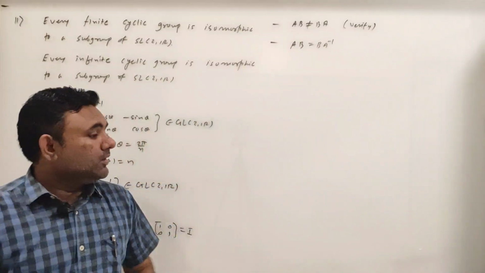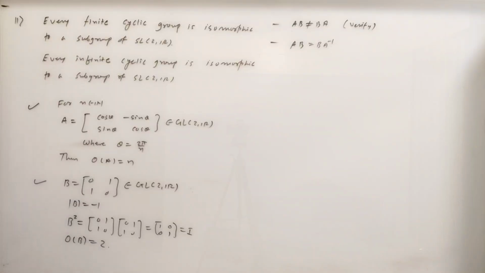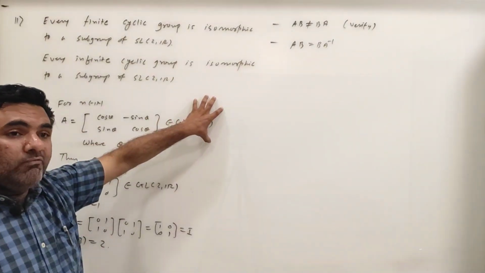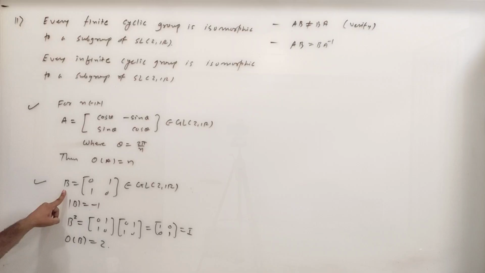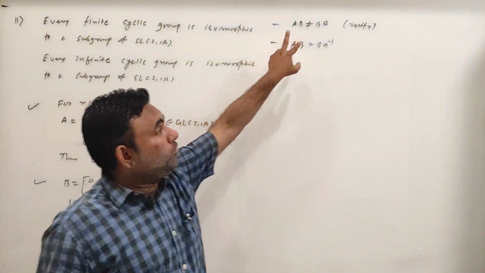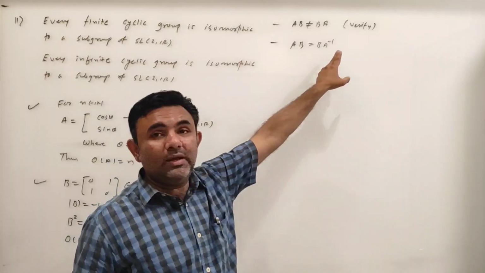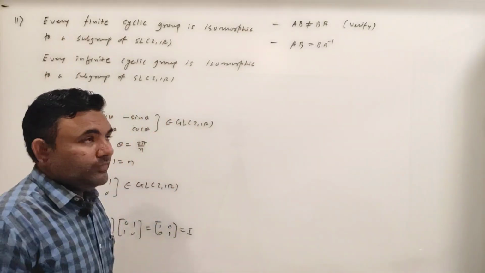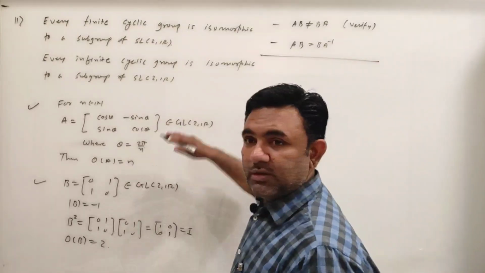Now what I have in GL2R, I have one element of order n, namely A, and one element of order 2, namely B. They are not commuting, but they have a relation like AB equal to BA inverse, right? So now this is one discussion.